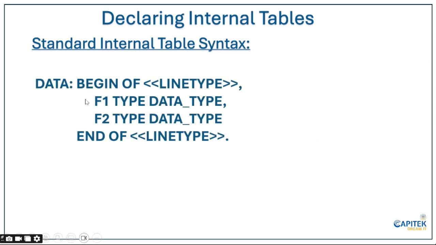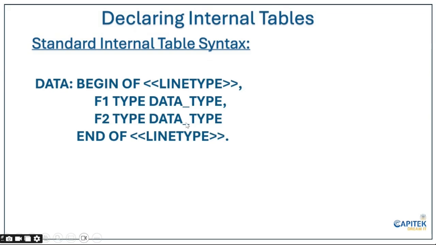So for every type of the internal table, there is a different type of syntax we follow. Let us suppose standard internal table, the syntax looks like this. We say data begin of line type, and we say field 1 type data type, field 2 type data type. We need to put a comma over here, I forgot that. End of line type, we'll say end of line type.